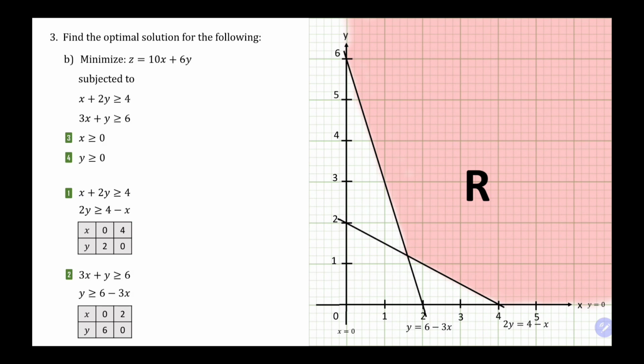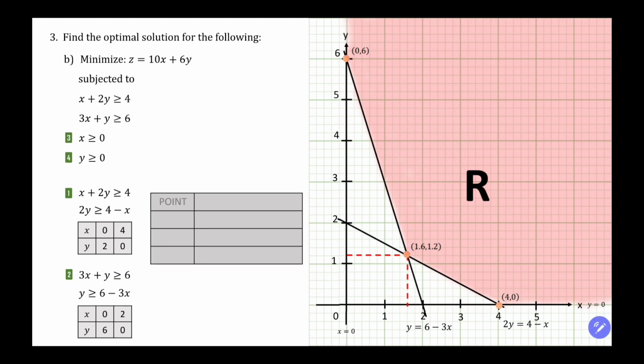Next, we find the corner points. First corner point is (0, 6). Next, (1.6, 1.2). And last, we have (4, 0). Then, we create a table and put in the points. We have 3 points: (0, 6), (1.6, 1.2) and (4, 0).